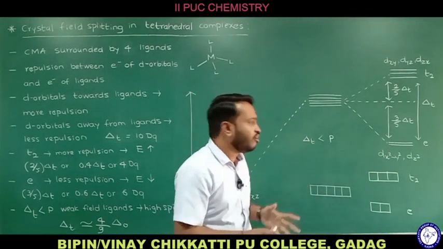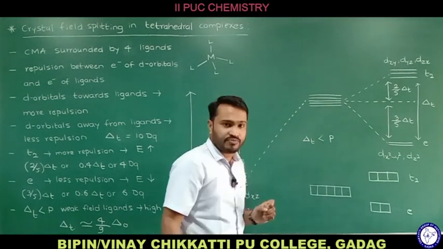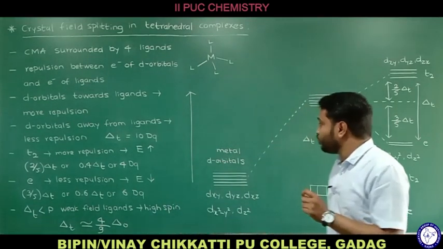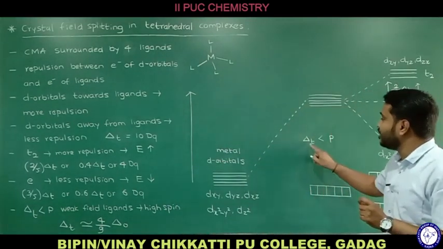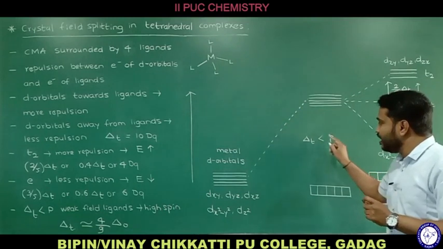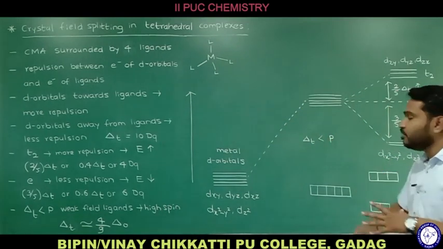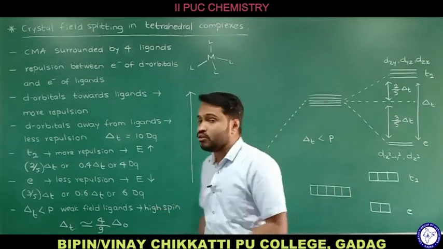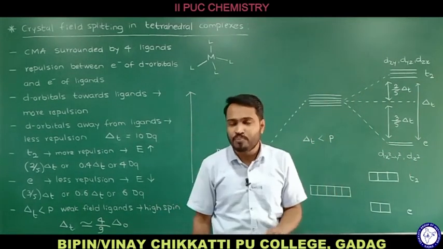So what is the meaning of that? We have only one condition. In the previous crystal field splitting theory, in the case of octahedral complex, we used to write two conditions: delta O is less than P and delta O is greater than P. But here we have only one condition, which means in the case of tetrahedral complex, only high spin complexes are formed.